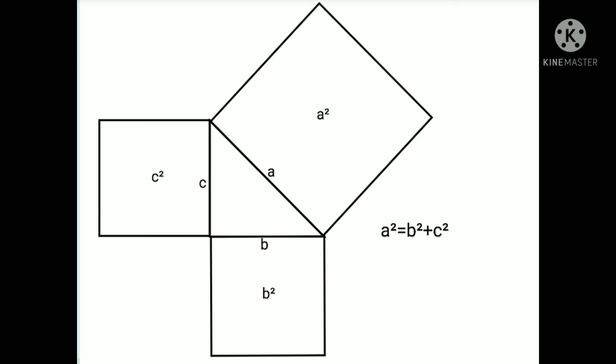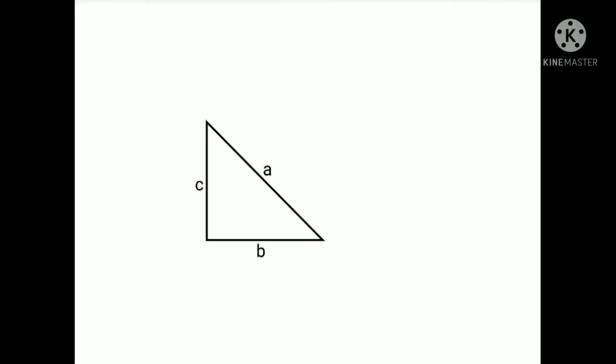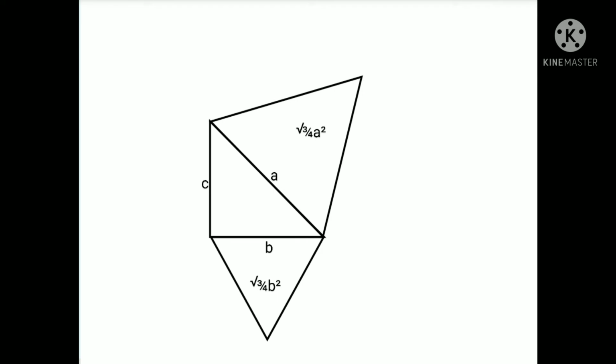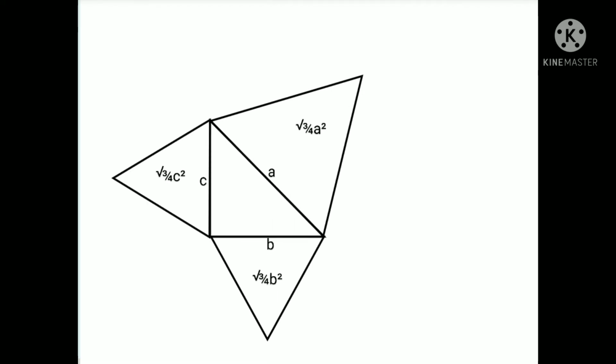I think that it is not only true for squares, but also it is true for all the equilateral shapes. Now I will prove that to you. First of all, we will take a right angle, then we will draw a triangle on the hypotenuse, and the area of the triangle will be root 3 divided by 4 into A squared. Then we will draw another triangle on the base, and the area of the triangle will be root 3 divided by 4 B squared. Then we will take another triangle on the height, and the area will be root 3 divided by 4 C squared. And we can write this.